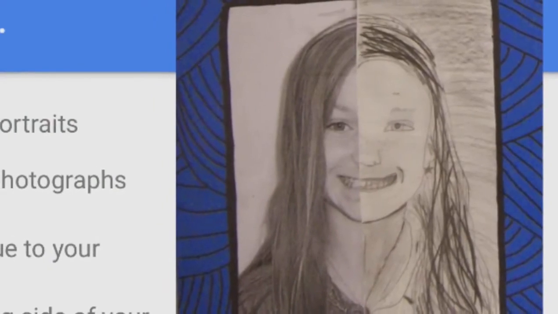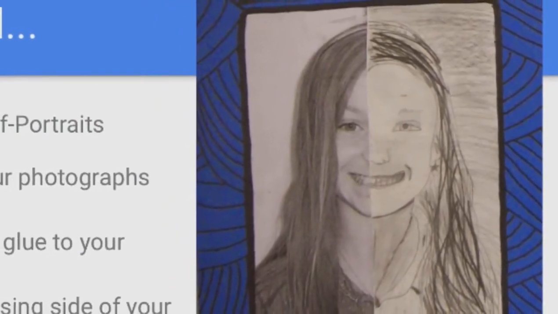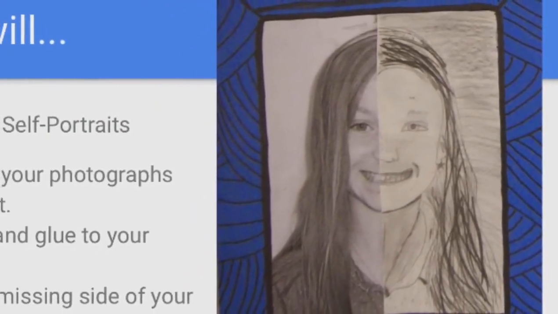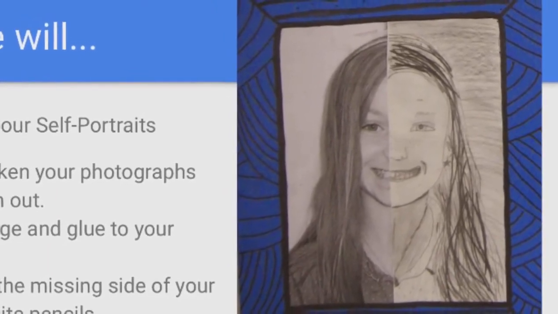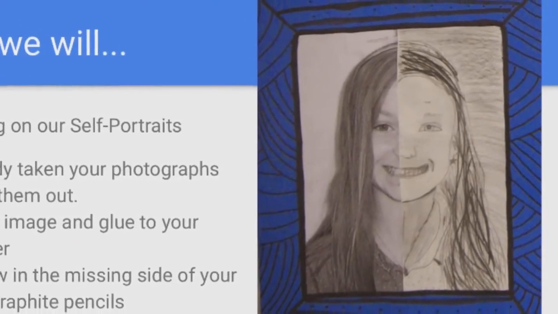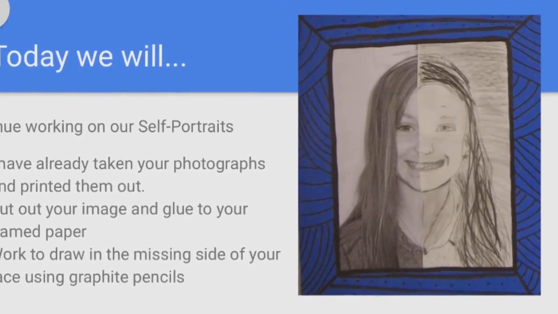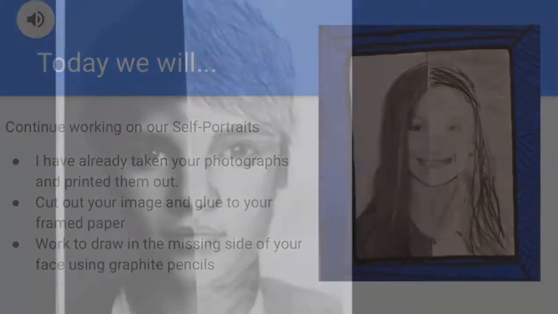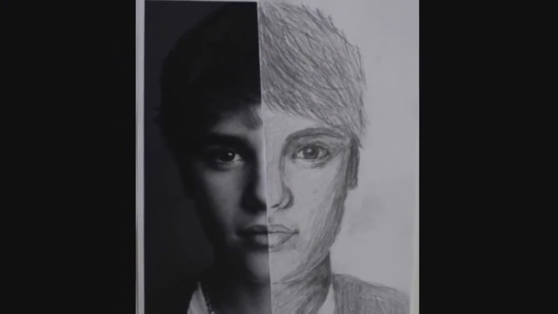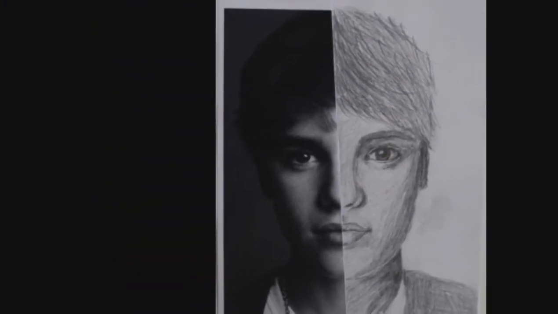Today, we're going to continue working on our self-portraits. I've already taken your photographs and printed them out. You are going to cut out your image and glue it to your frame paper. You're going to work to draw in the missing side of your face using graphite pencils. If you need any help, please raise your hand. Remember, we don't need to come up to the teacher's table this year. Just raise your hand. I'll be making my way around.